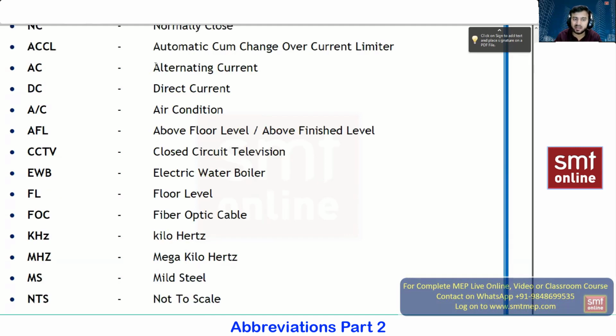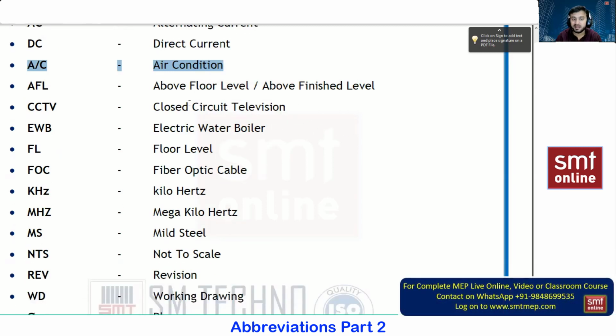I'm talking about AC, alternating current or direct current, which we have discussed in the first class. A/C means air conditioning or air conditioner. There is much difference between AC and A/C. Please make a note, because generally if you don't write a slash in between, it means alternating current. Again, AFL, above floor level or above finish level.